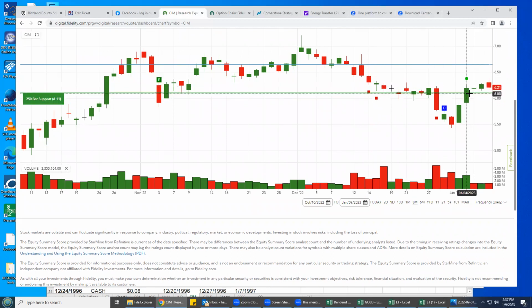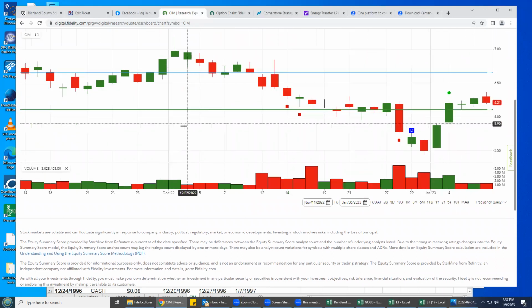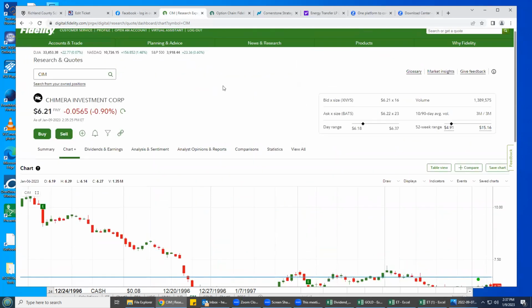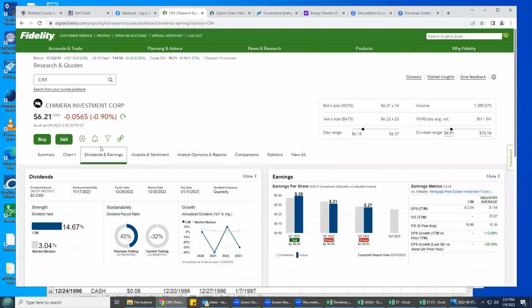So yeah, I most likely myself would hope to get back to, well, even though I own it, I would hope to buy some more of this just because this stock also pays real good dividends. So this is CIM, right? And it's at 6.21. So it's paying 0.23, right? This is ET.